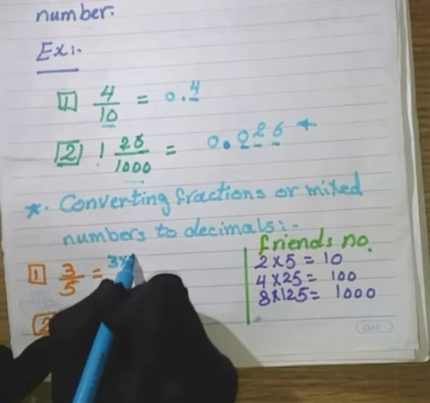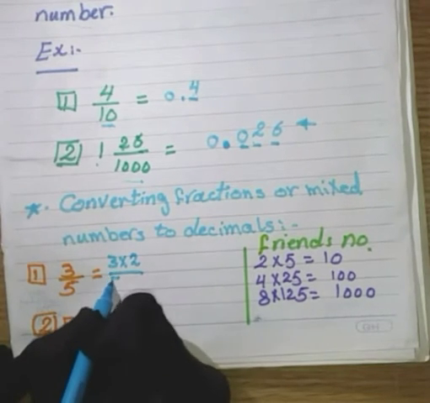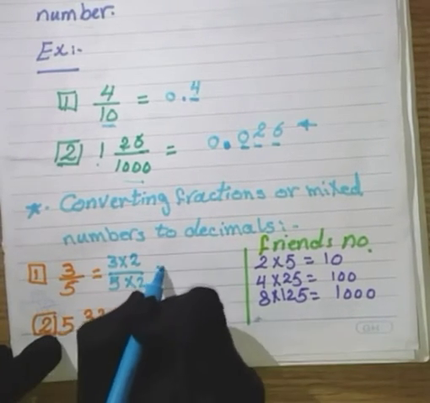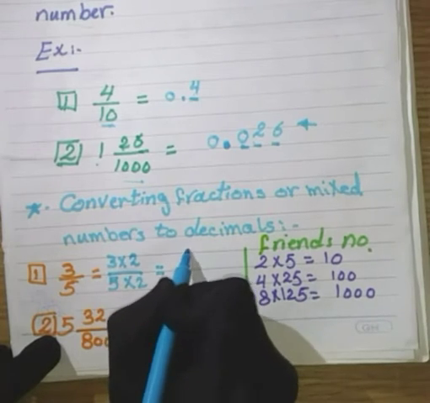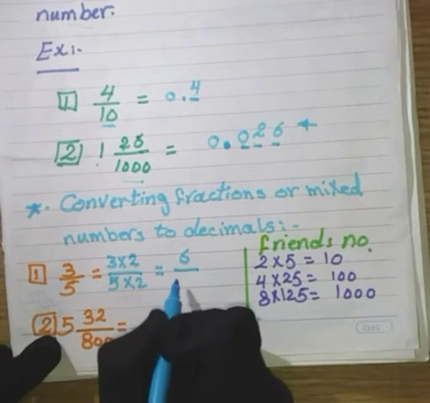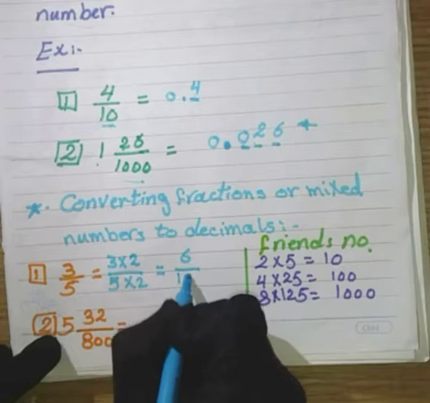3 times 2 down, 5 times 2. 3 times 2 equals 6. Down, 5 times 2 equals 10.